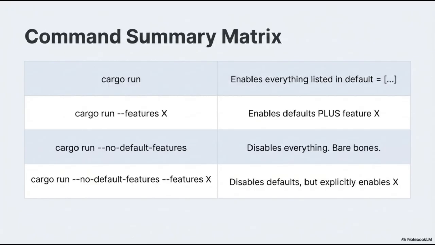To opt out of the default features entirely and run a bare-bones version of your application, you apply the --no-default-features flag. Lastly, if you want to run your program with one specific feature while keeping everything else disabled, you combine the two flags as shown in the bottom row. This disables all defaults, but explicitly enables feature X.